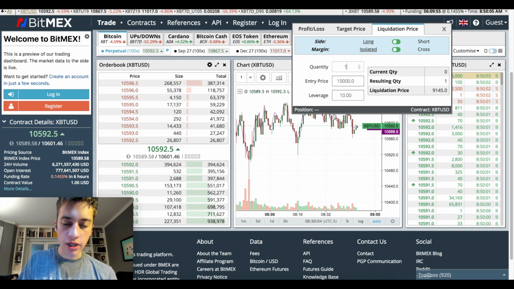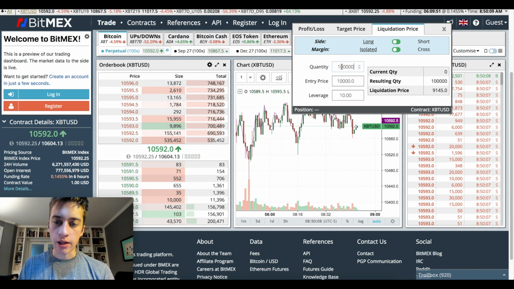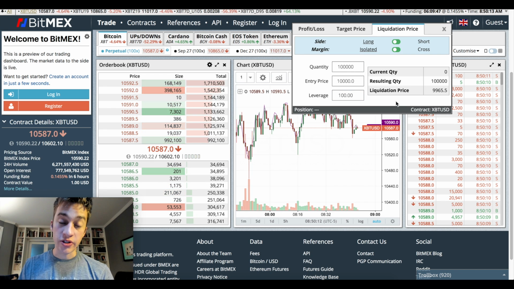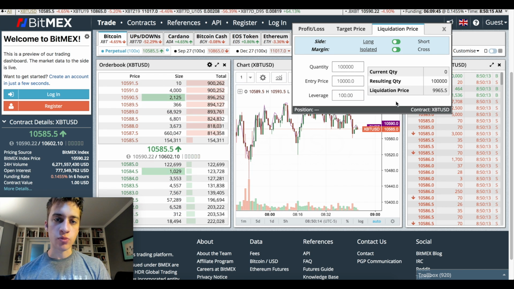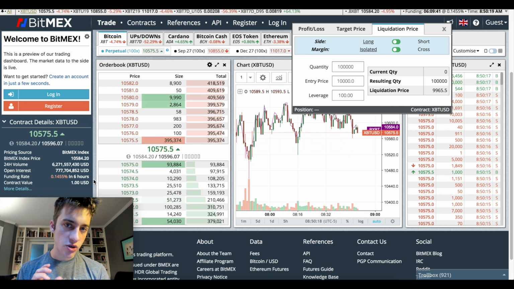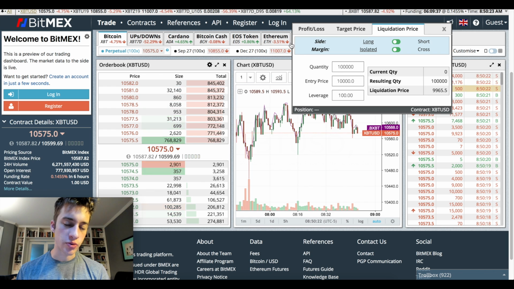Let's say that we trade $100,000 here at 100 times leverage. What does that make our margin? That means that our margin is $1,000, also known as 1,000 contracts, because each contract on Bitmex is worth $1 for XBT USD perpetual swap.